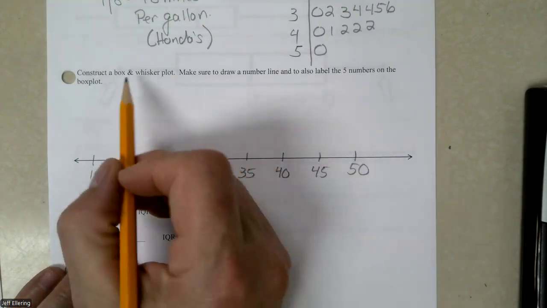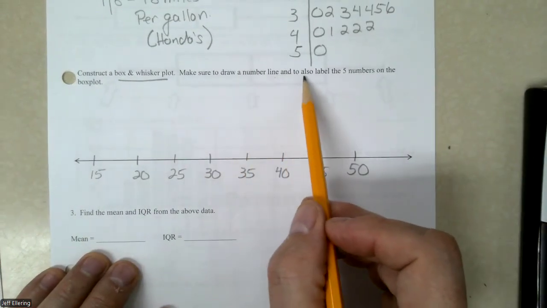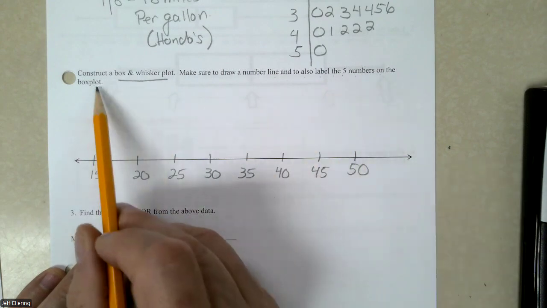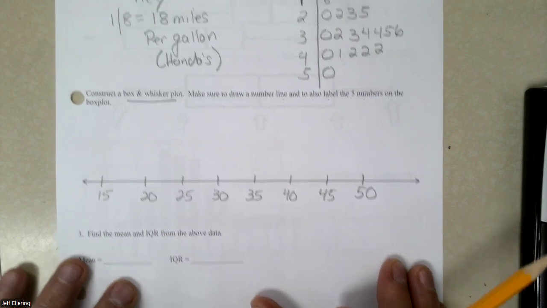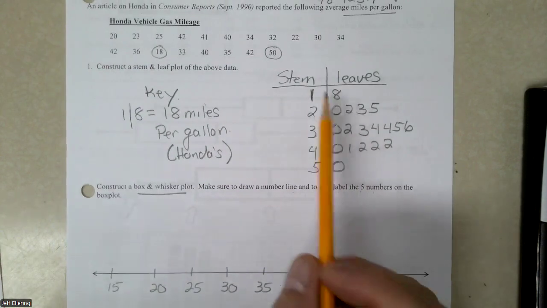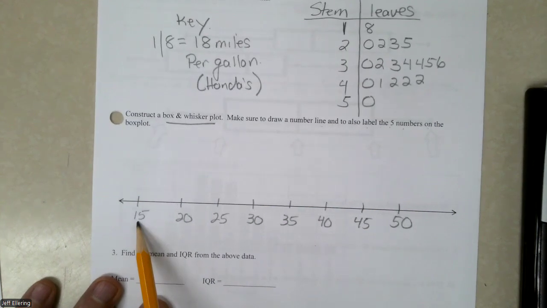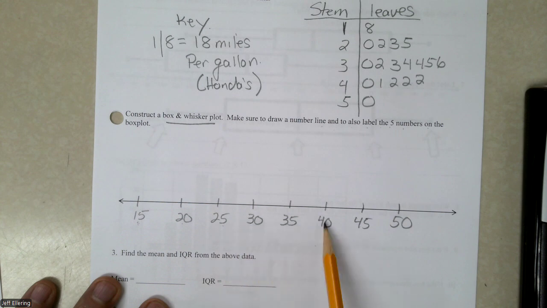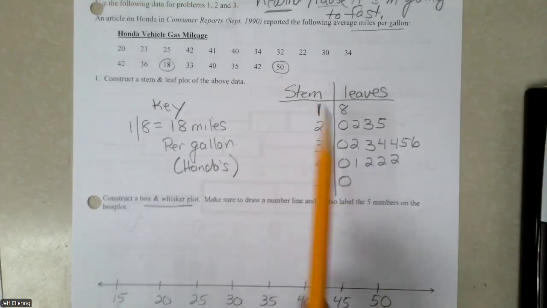Construct a box and whisker plot. Make sure to draw the numbers on the line and to also label the 5 numbers on the box plot. Now, I already filled in the number line based on my numbers. 18 again was my smallest, so I'm going to begin with 15 and count by 5s: 15, 20, 25, 30, 35, 40, 45, 50. I'm going to stop at 50 because that's my largest number.